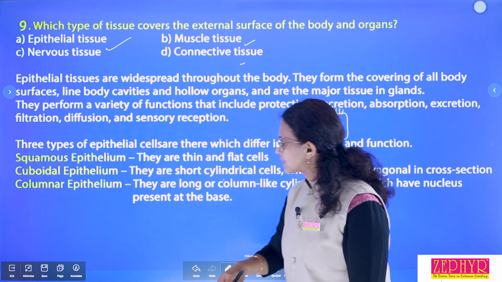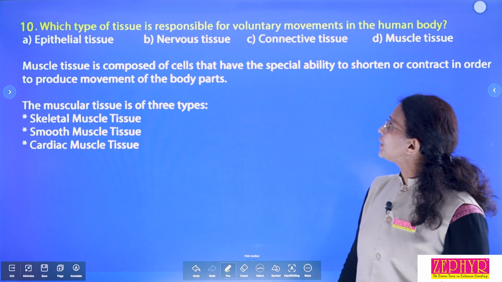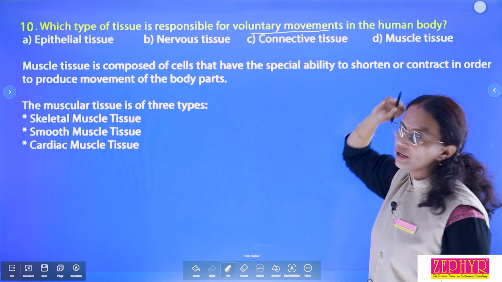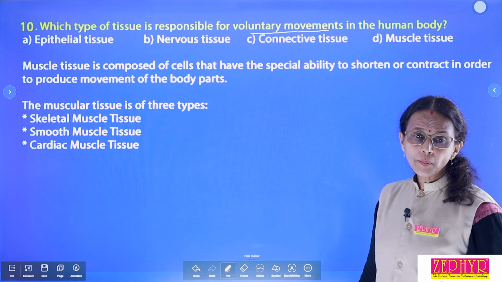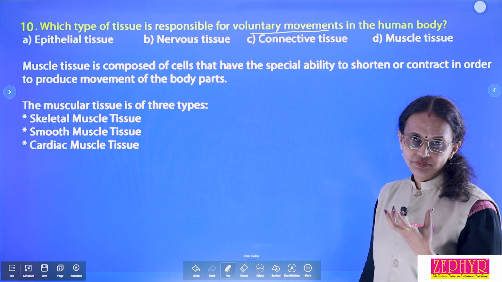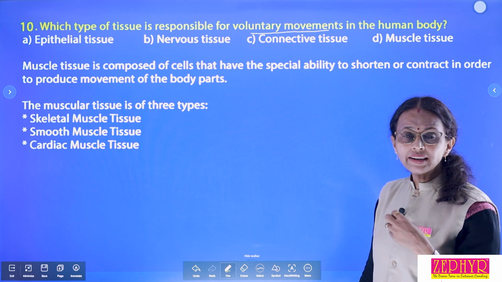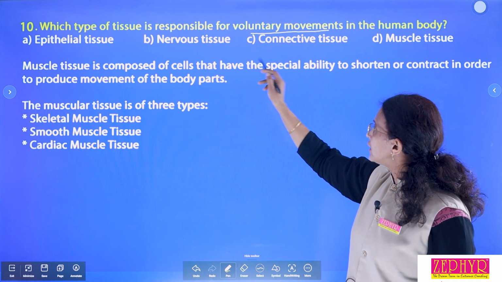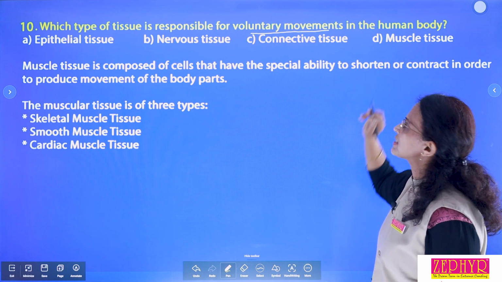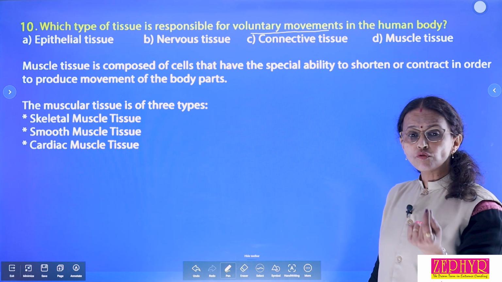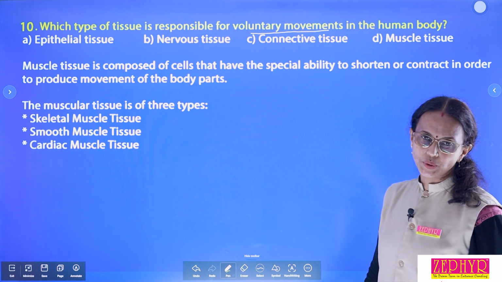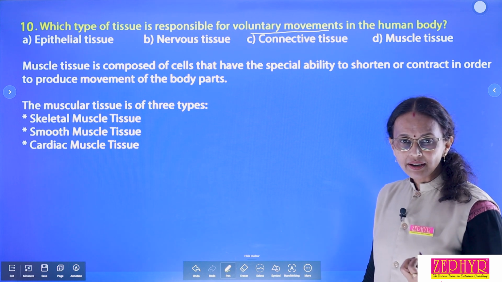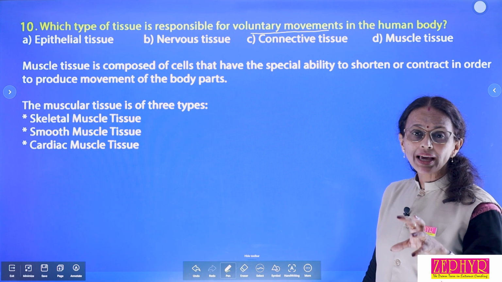Okay, then next question. Which type of tissue is responsible for voluntary movements in the human body? Voluntary movements are movements with our will. Involuntary movements are without our will. Options are epithelial tissue, nervous tissue, connective tissue, muscle tissue. Which tissue is called voluntary tissue or striated tissue? Voluntary, which helps in voluntary action. Walking, running, these are all voluntary actions. Which tissue helps that movement?